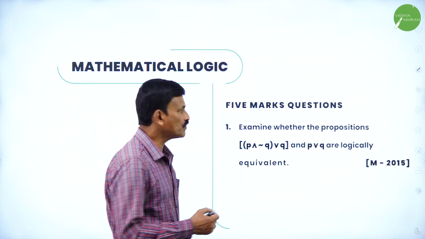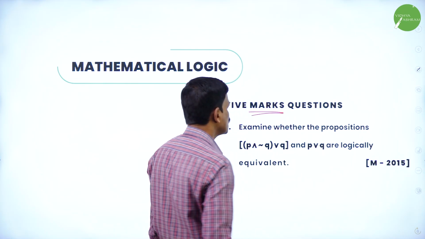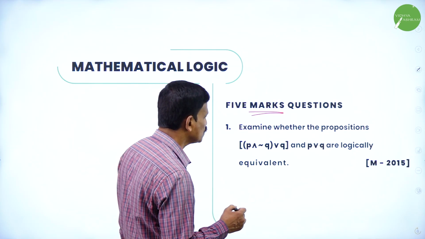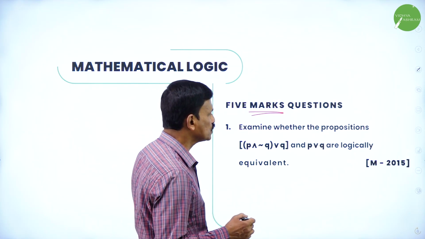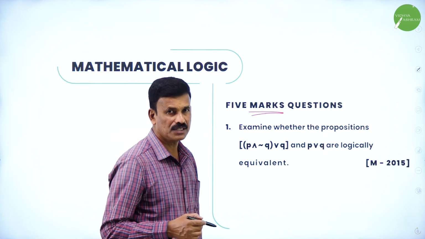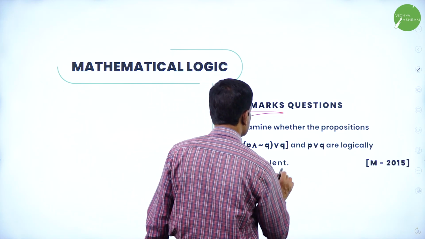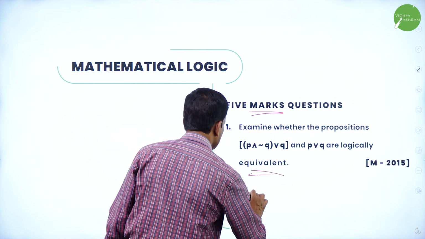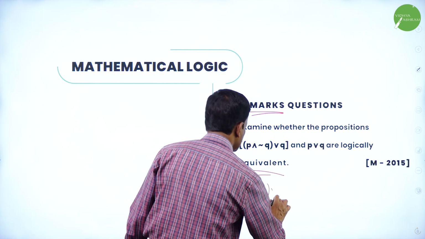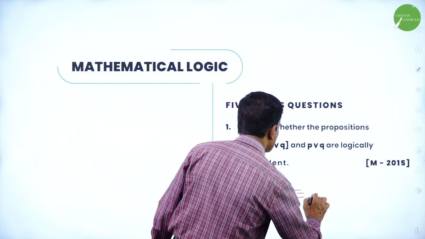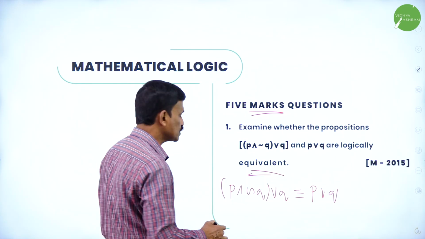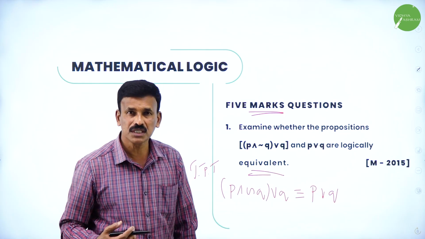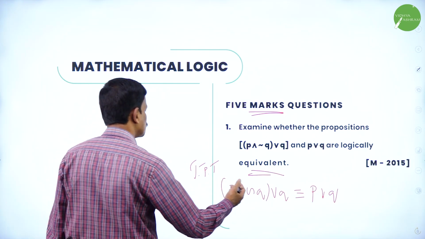So now let us discuss 5 marks questions. Examine whether the propositions P conjunction negation Q disjunction Q and P disjunction Q are logically equivalent. So we have to verify whether these two statements are logically equivalent. That is to prove that P conjunction negation Q disjunction Q is logically equivalent to P disjunction Q. Now let us construct the truth table for this.